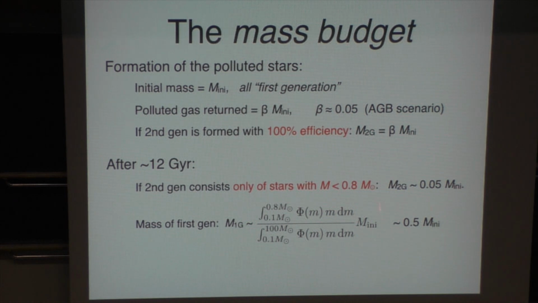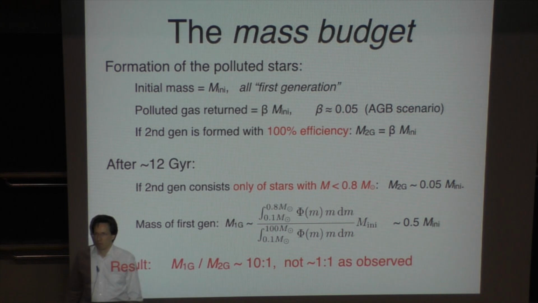And so then you can divide these two numbers by each other, right? And see that you end up with a fraction of something like 10 to 1, which is very far off the 1 to 1 fraction that we actually observe in globular clusters. Right? So that is the fundamental problem here with the mass budget.